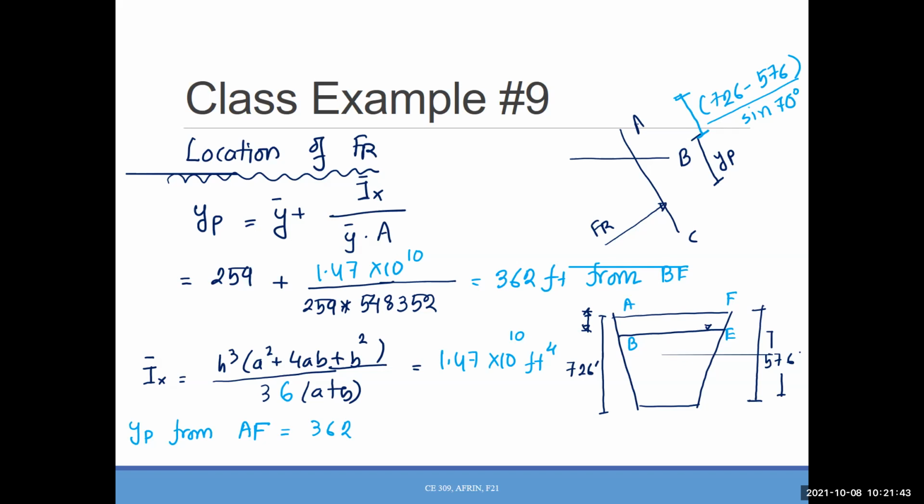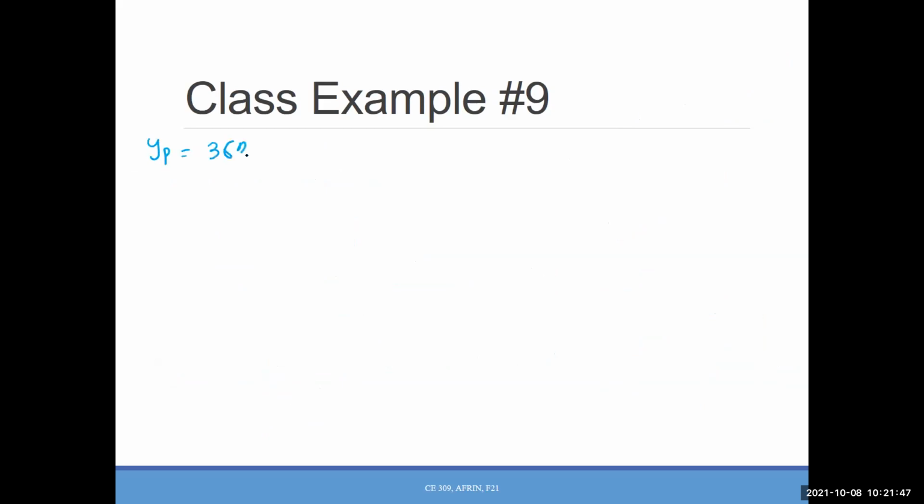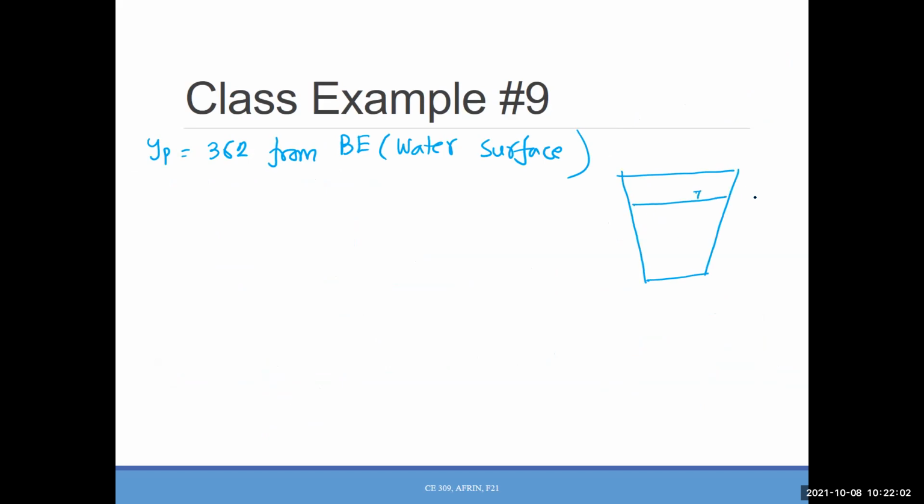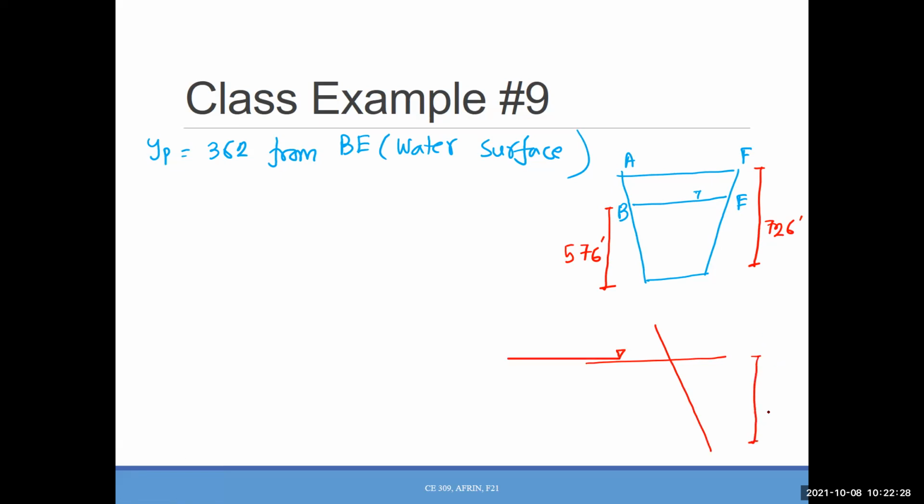So what we will do here, YP equals 362 from PE, which is the water surface. That was the water surface, BE, AF, and the distance for this one is 576, and the distance for this one is 726 feet. Now this plate is obviously inclined, so if I see the side view, this distance is 576 and this distance is what? 726, right?